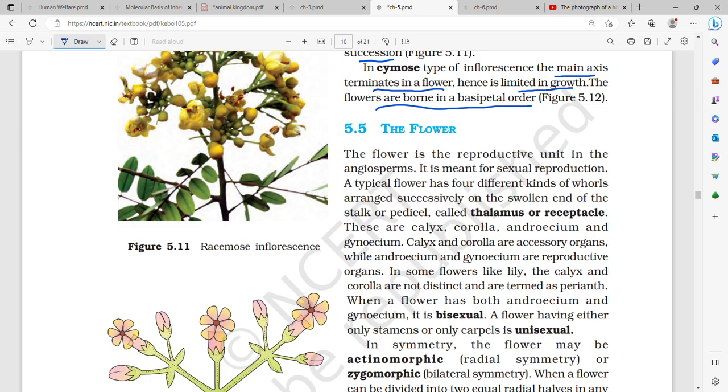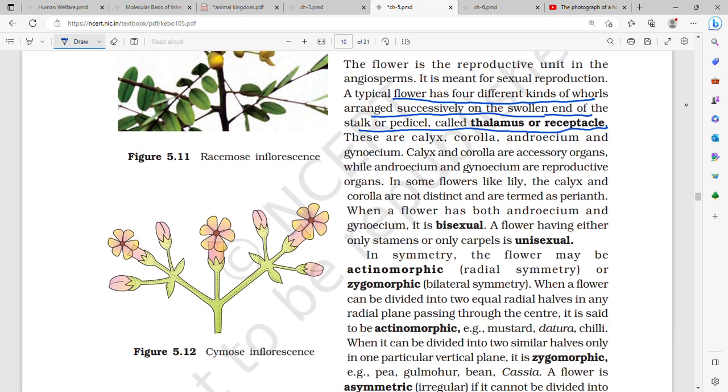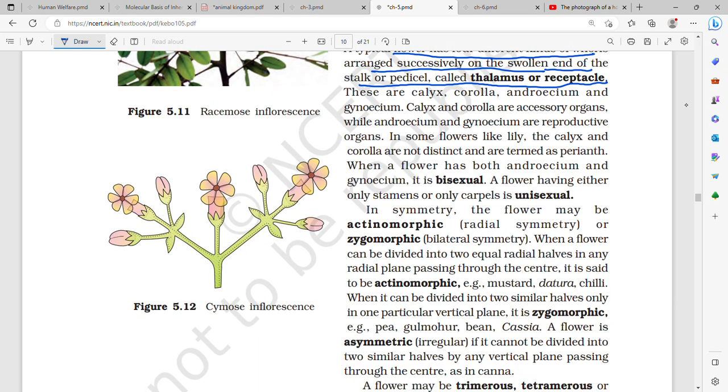Then, the flower is the reproductive unit of angiosperm. It is meant for sexual reproduction. A typical flower has 4 kinds of whorls arranged successively on the swollen end of the stalk or pedicel called thalamus or receptacle. What are these 4 whorls?